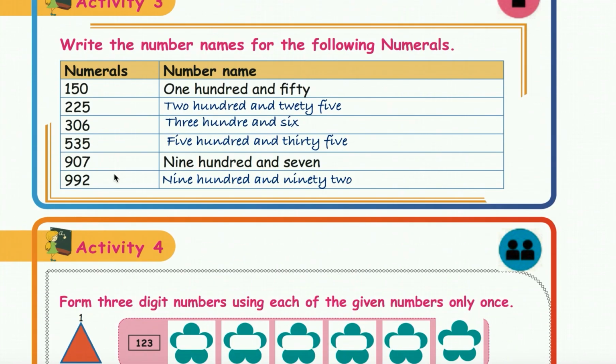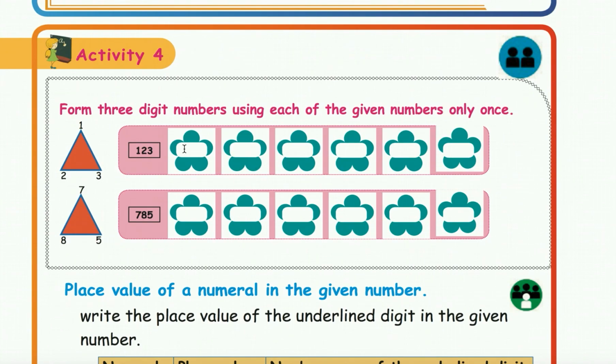See, since this is new to you, I wrote. Okay, from next time onwards, you need to write on your own. Form 3-digit numbers using each of the given numbers only once. 123, right? Similarly 321. Okay, let me form it. 321.